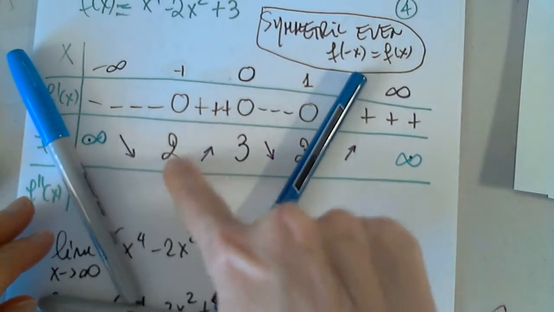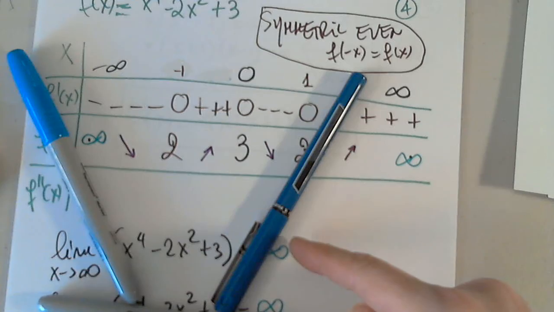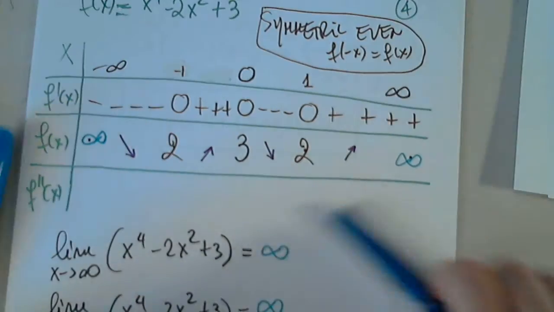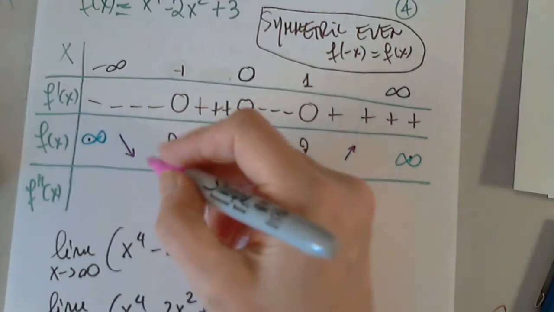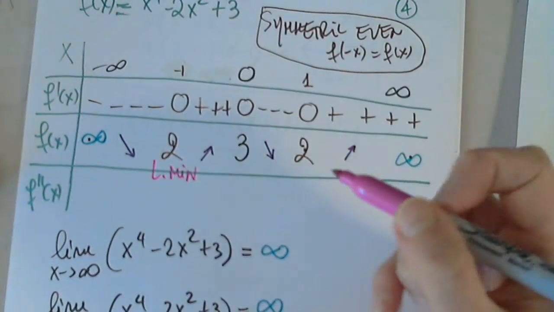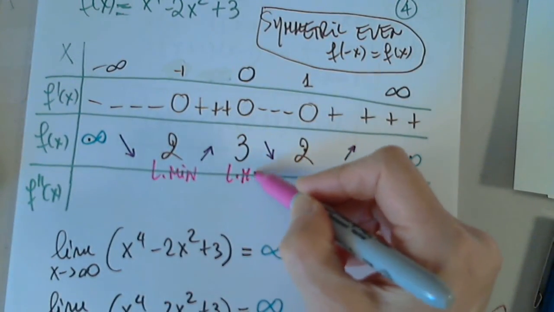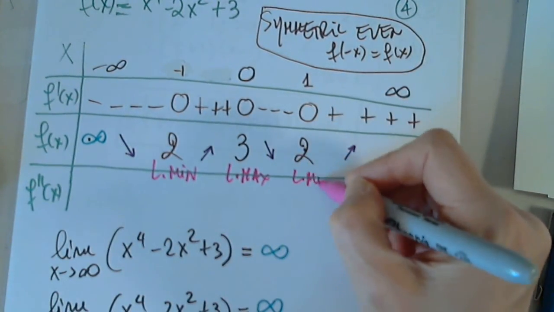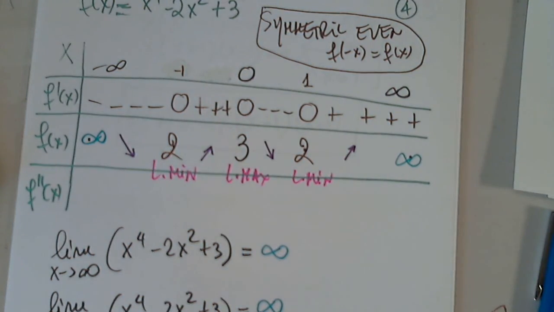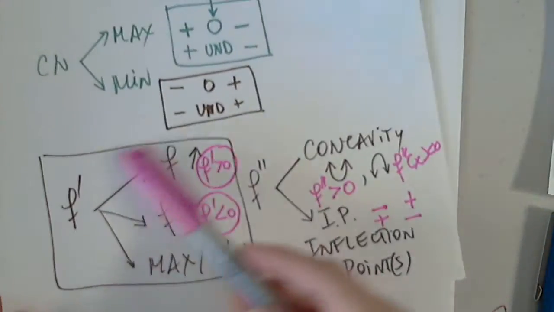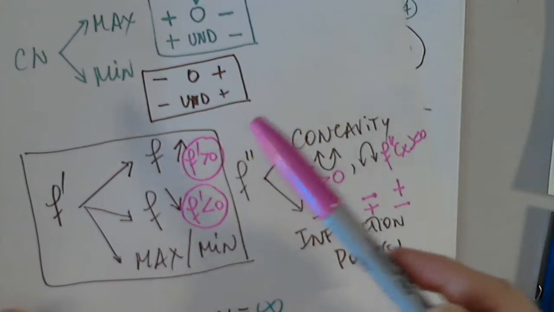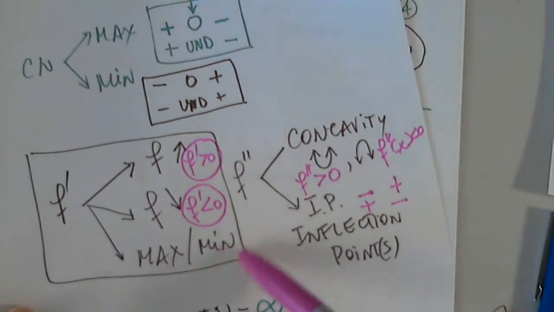So negative, and then 0 or undefined, and then positive. So -1, 2 must be a local min. This must be a local max. This must be a local min. So I learned everything that I could from the derivative. Increasing, decreasing, max min.